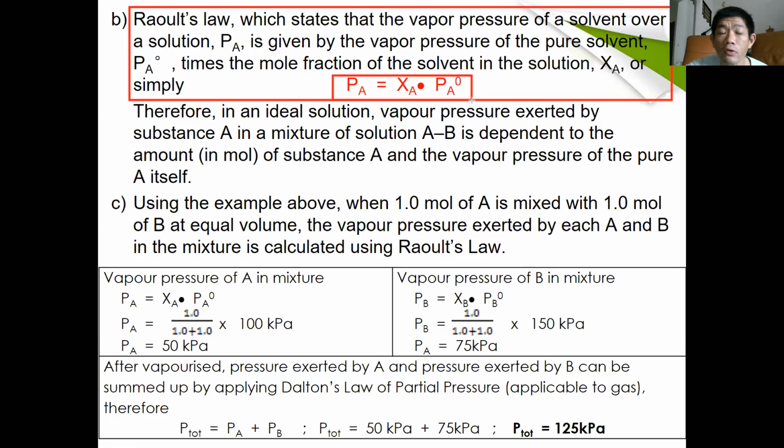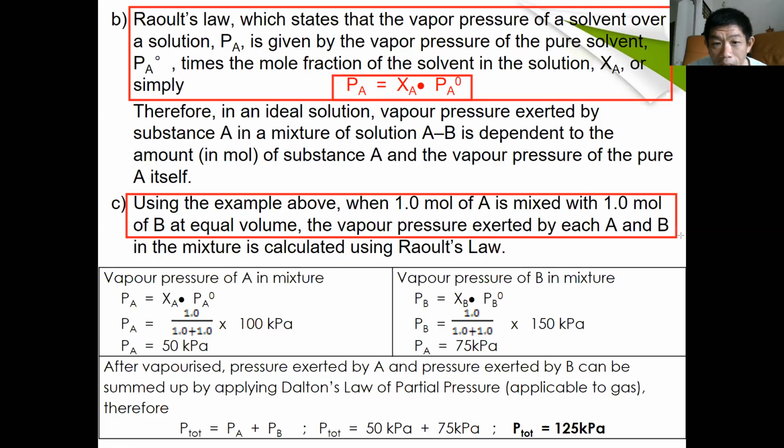So let's together have a look at the examples of calculations for Raoult's law. When 1 mole of A and 1 mole of B are mixed together in equal volume, the vapor pressure exerted by each A and B can be calculated by using Raoult's law. So how do you apply it? The vapor pressure of A in the mixture is PA equals XA times PA naught. The dot here is a multiplier.